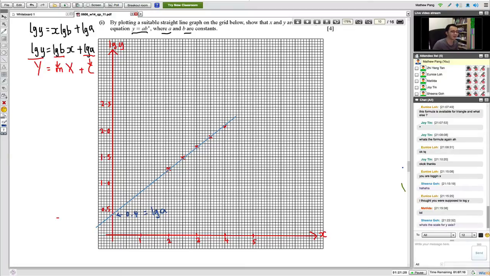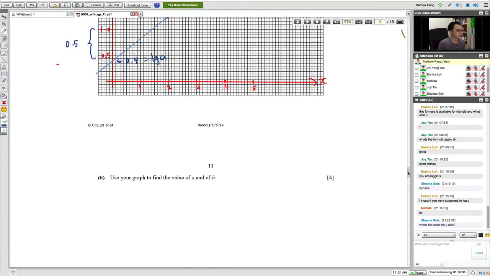What is the scale for the y-axis? Y-axis is like 2 squares for 0.5. So one of the small boxes here is 0.05, I mean 0.05, yes. So here is 0.5, isn't it? For 2 squares here. So everything is like that. Okay, let me just continue.